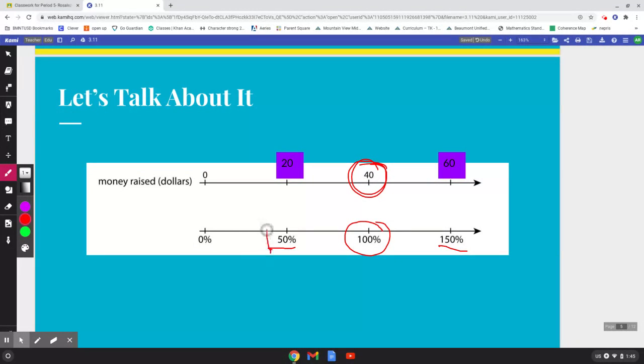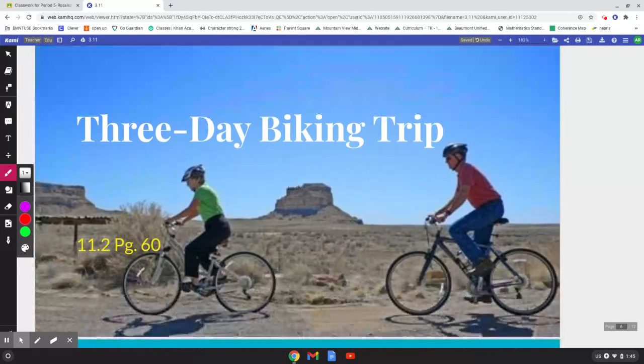So you can think, well, what's half of 40? And the answer is 20. And then this 60 would be this $40, right, plus this $20. So they got 100% of the goal plus 50% of the goal, and that's how they got 60. So the number line is what you're going to be using for this lesson.